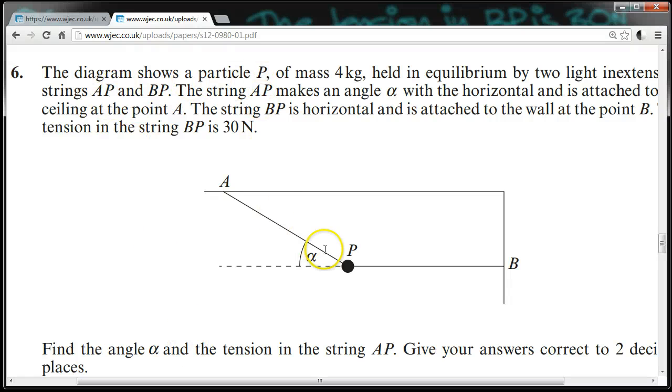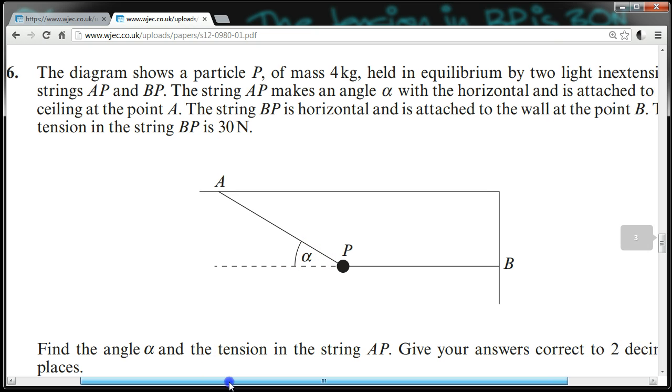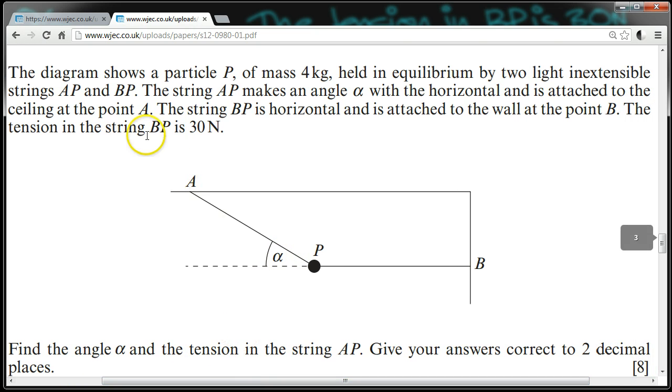The diagram shows a particle P of mass 4 kilograms held in equilibrium by two light inextensible strings AP and BP. The string AP makes an angle alpha with the horizontal and is attached to the ceiling at a point A. The string BP is horizontal and is attached to the wall at the point B. The tension in the string BP is 30 newtons. Find the angle alpha and the tension in the string AP. Give your answers correct to 2 decimal places.